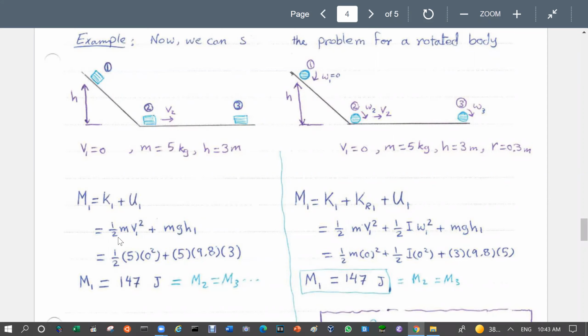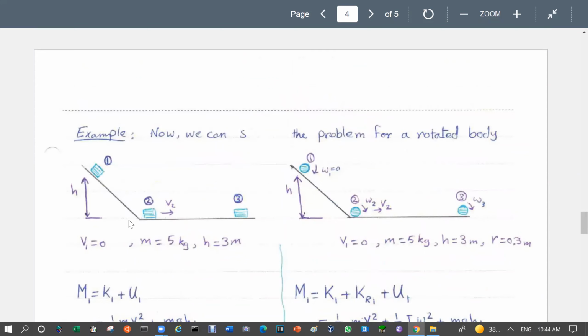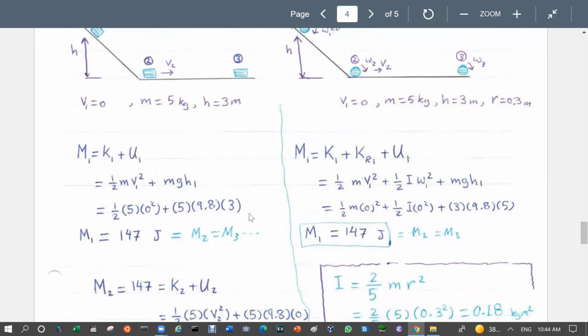So it will be 1/2 mv squared plus mg h, or y, at point number 1. The velocity here is 0, as you know. The potential energy mg h, which is, we see this number, 147 joules, will be equal to the mechanical energy at point number 2 and at point number 3. At point number 2, because this is the 0th level, the potential energy at point number 2 and at point number 3 is equal to 0, because the height is 0.